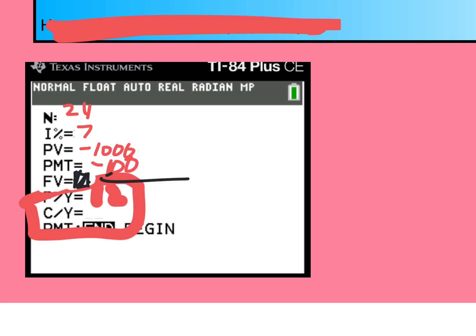You make the blinky cursor go right there. You go alpha, green key, and then you can't do simultaneous keys. Alpha, then solve.